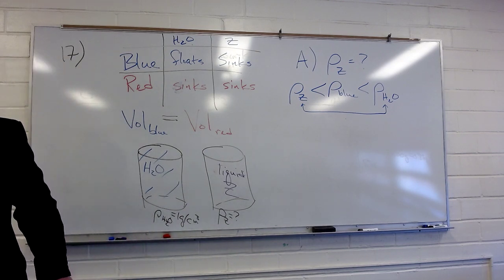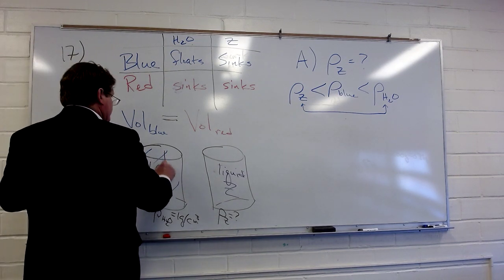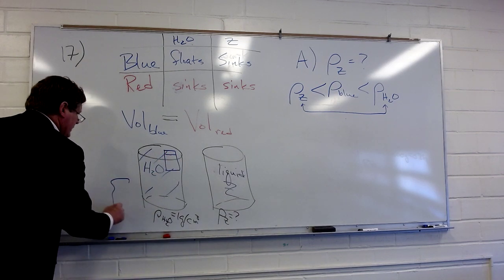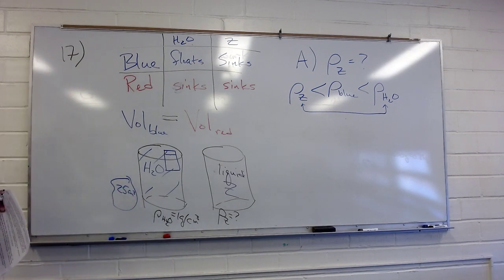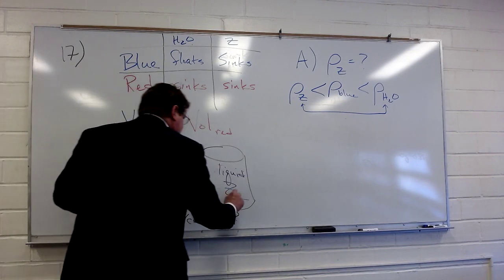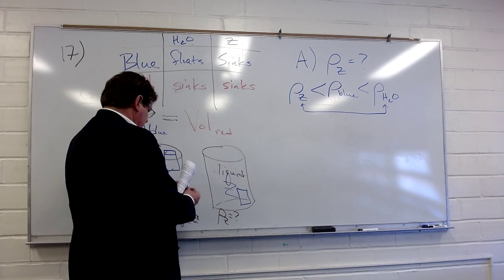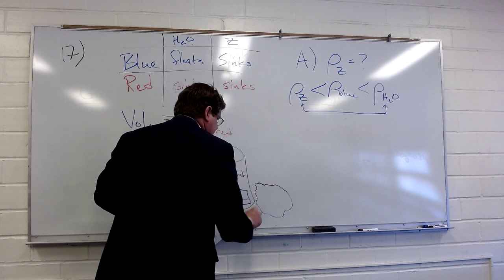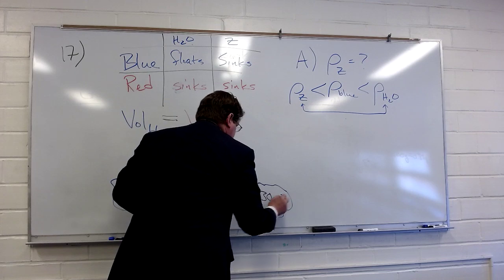Now we carefully place the blue object into the beaker of water, and it floats. And what we find is that we get a puddle of 25 centimeters cubed of water. We put that same blue object in the liquid Z, and what we find is a puddle of liquid Z that has a volume of 30 centimeters cubed.